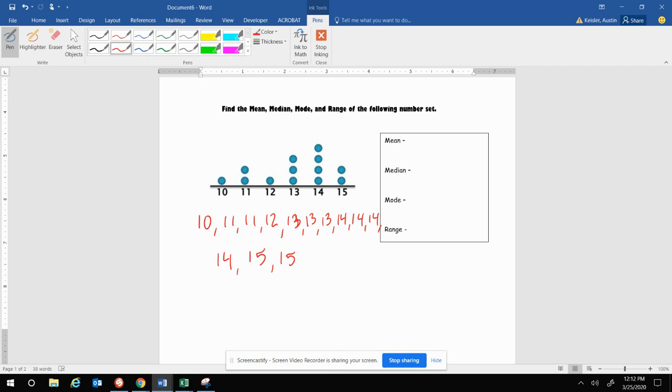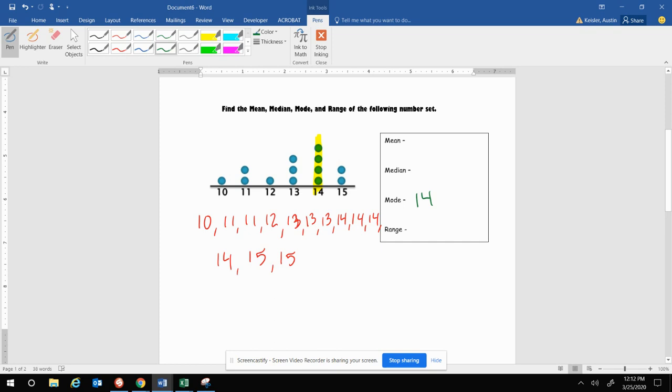We always said in my other video that I always do the mode first because that's the easiest. Well, the mode is really easy to find because if I look right here, this is my tallest bar, which tells me I have 4 14s. So that means my mode has to be 14 because that's what I have the most of.